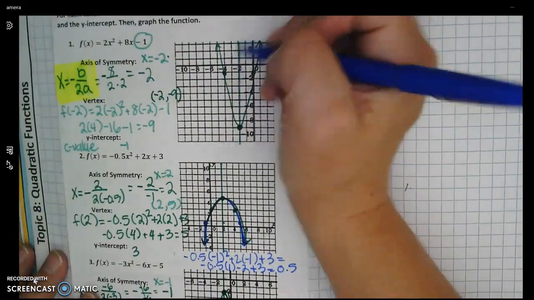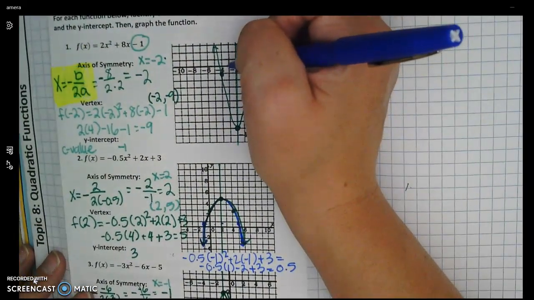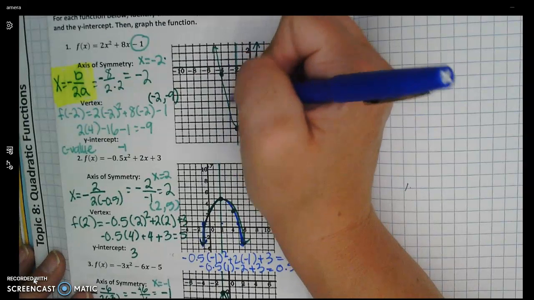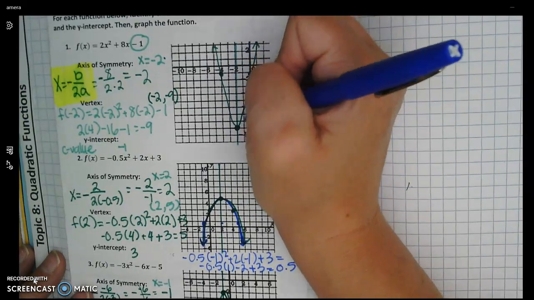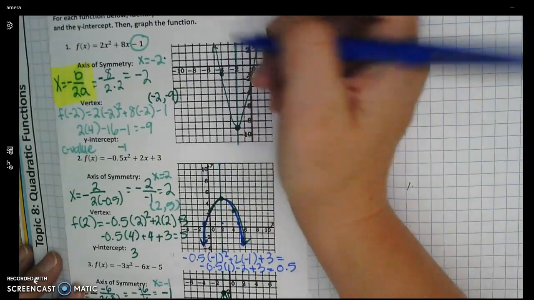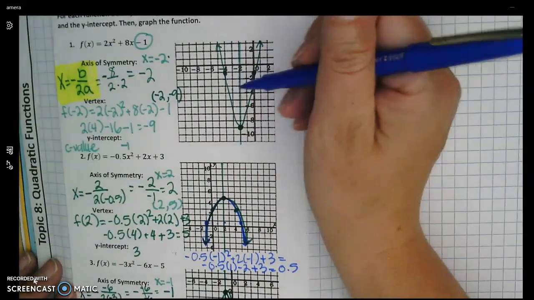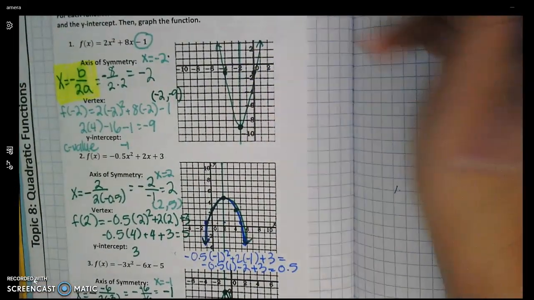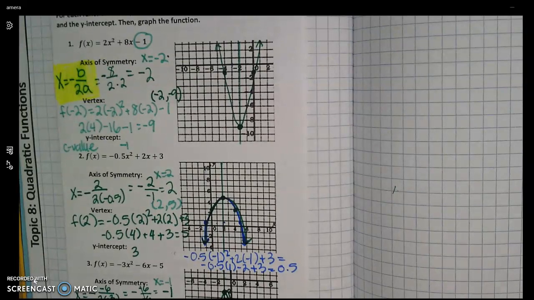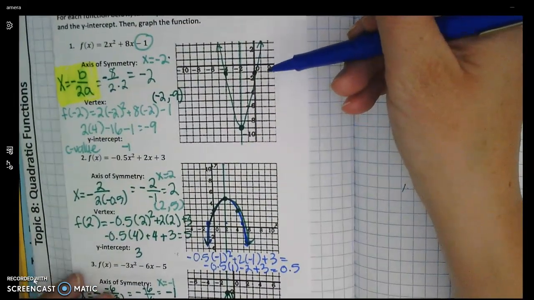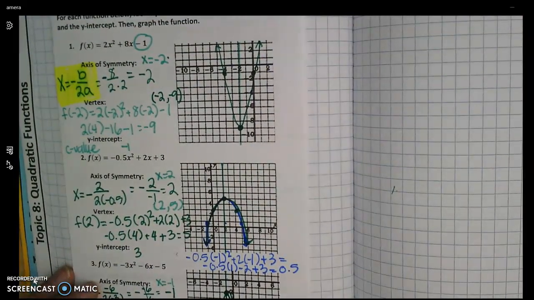For the first one up here, I probably would choose an x value of like -3 here to see where it hit on this line. My sketch is probably a little bit off. So I challenge you to go back and figure out what would be that second set of coordinates that you can use to be more accurate with your quadratic sketch.